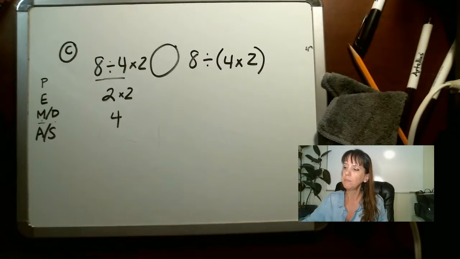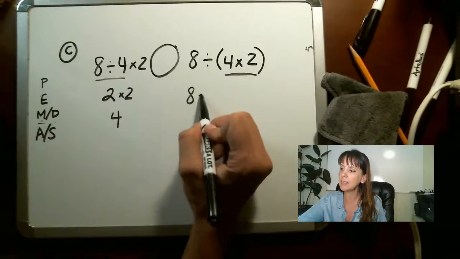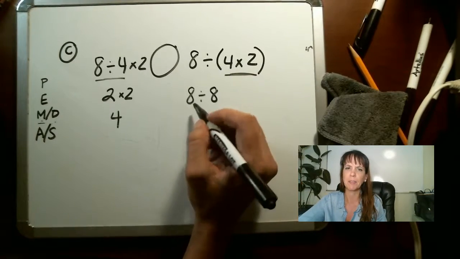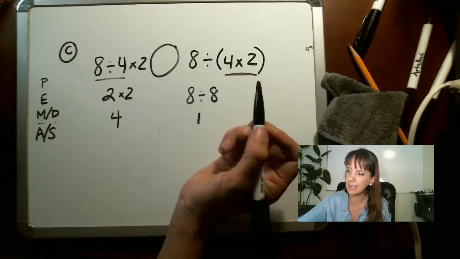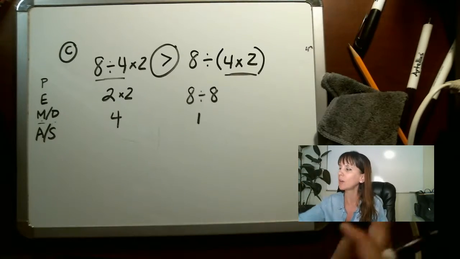That gives us 4. Over here, we do this bit first because it's in parentheses. We have 4 times 2 is 8. 8 divided by 8 is 1. So in this case, this one is going to be greater than. This one is going to be greater than, okay?